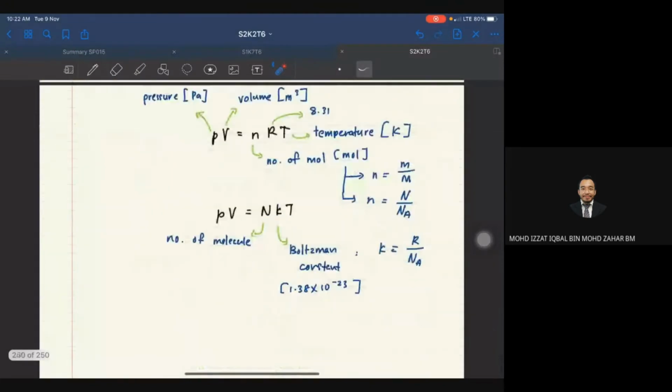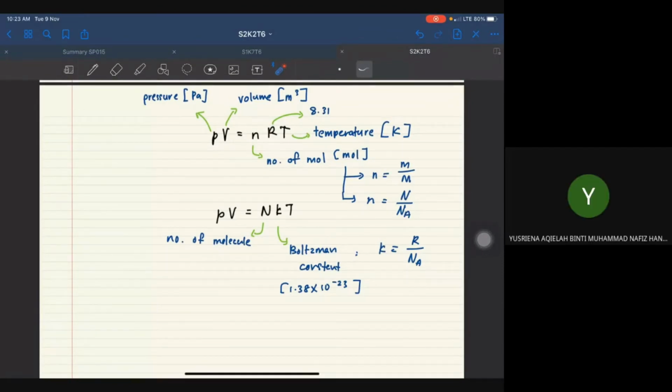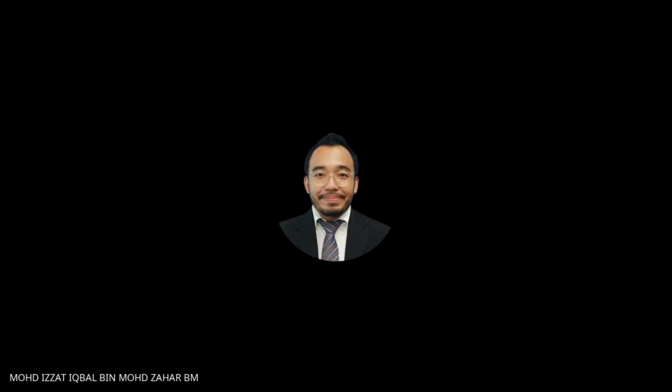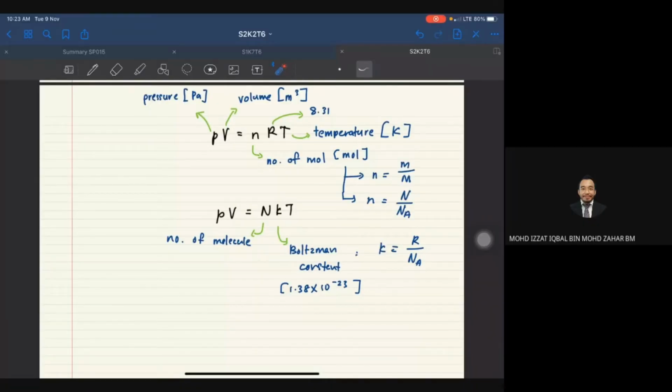Okay. So for any question? No, okay, good. So try to tengok nota kamu in case I miss out on anything. So actually we already covered 13.1 and part of 13.2. Okay, so before we go further, you guys need to know about the kinetic theory of gases, the assumptions of the kinetic theory of gases. What is the assumption that is being made?